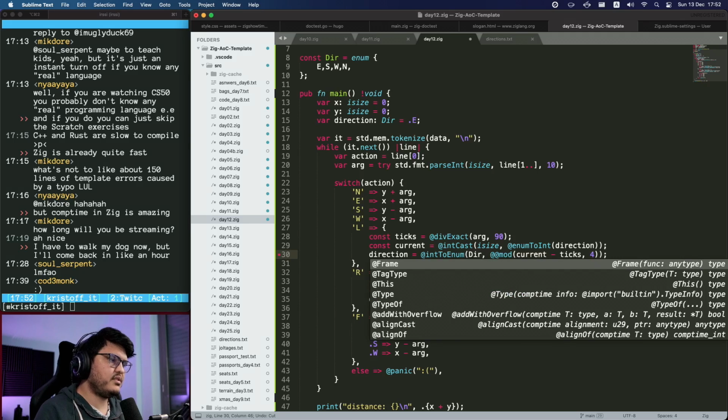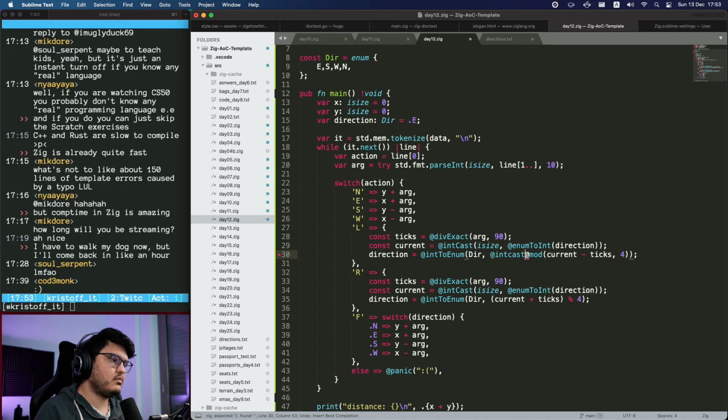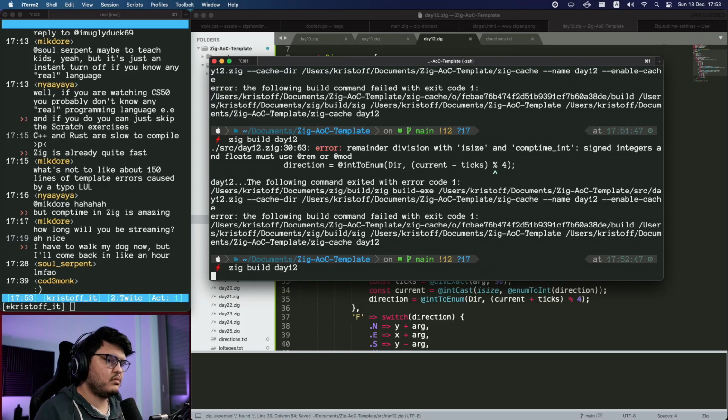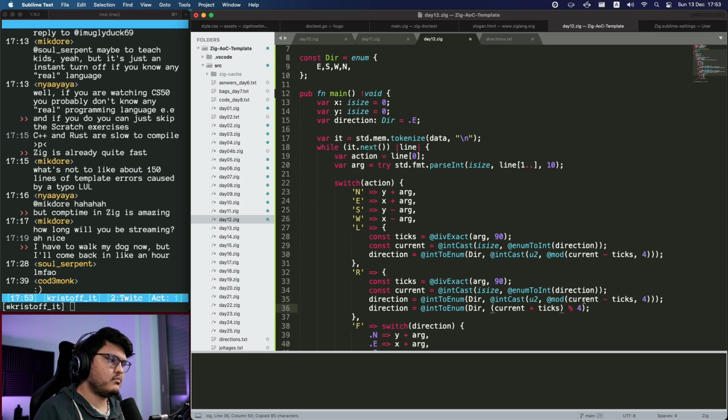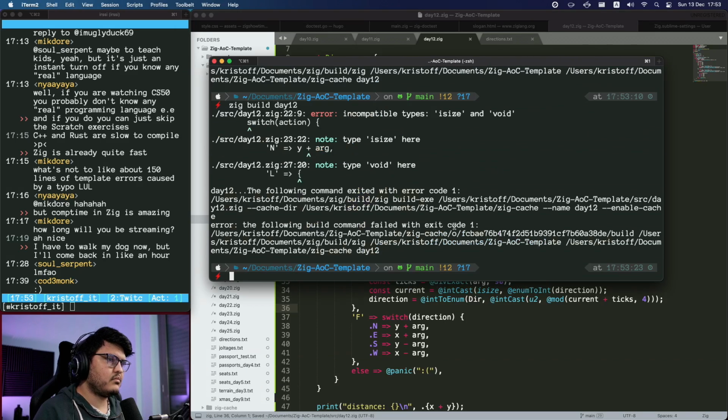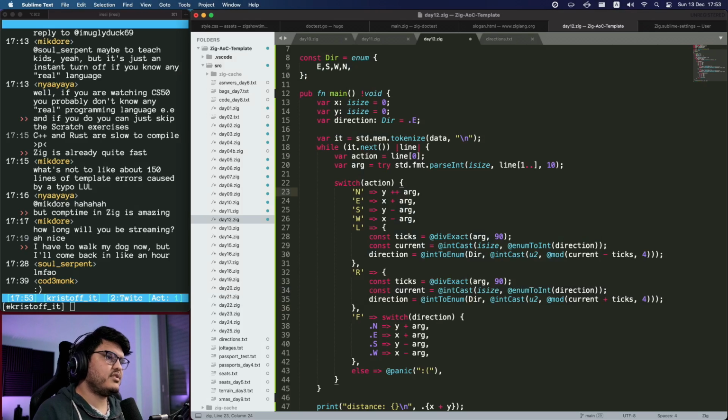Do I really need to do this? Is this really it? Error, incompatible types, isize and void. You are right, because this is plus equal. These are all side effects. Plus equal, minus equal, minus equal. These are all side effects that we apply.